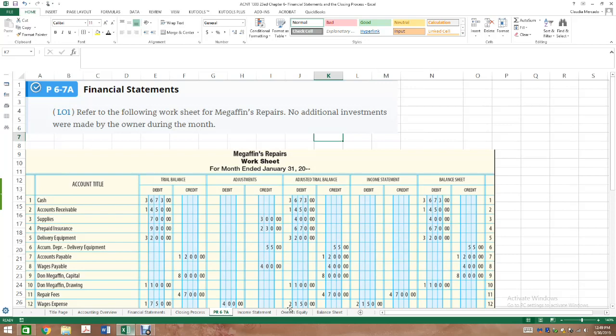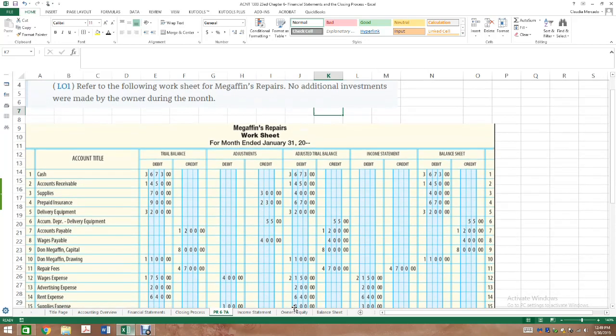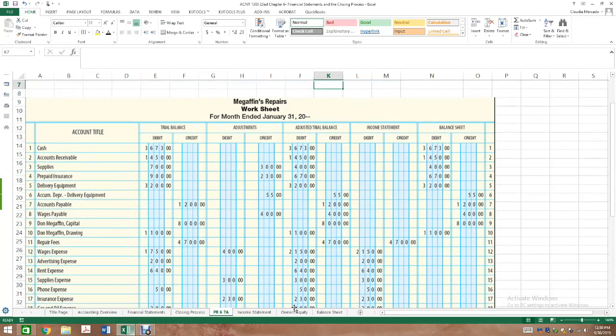So let's look at the assignment instructions, okay? So it says, refer to the following worksheet for Megafins Repairs. No additional investments were made by the owner during the month, okay? Now, they've done all of the work for us. They have provided us with a completed worksheet, okay? So we have our trial balance, our adjusted trial balance, and then they've transferred that information to either the income statement or the balance sheet columns, okay? So this makes it very easy for us to prepare our financial statements, okay?